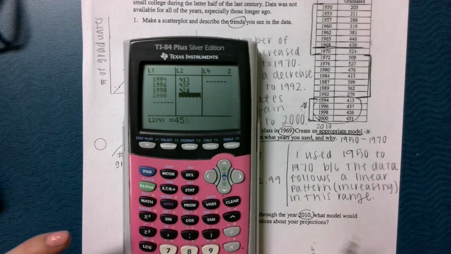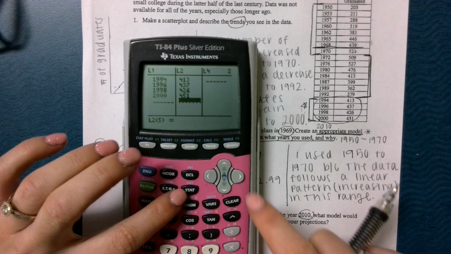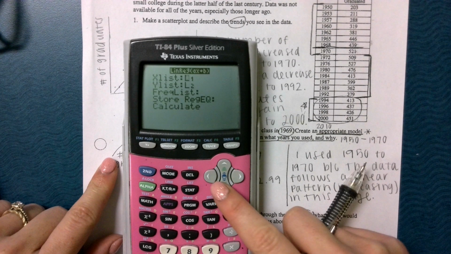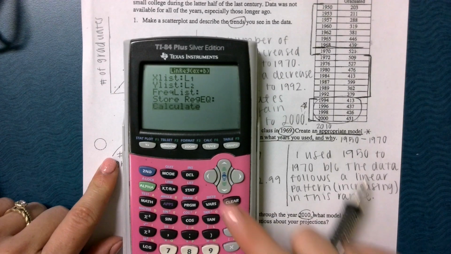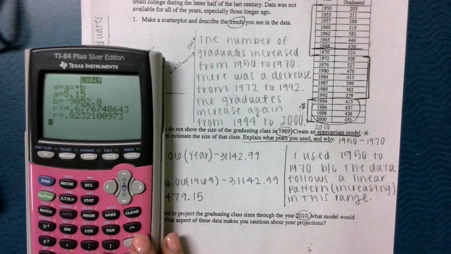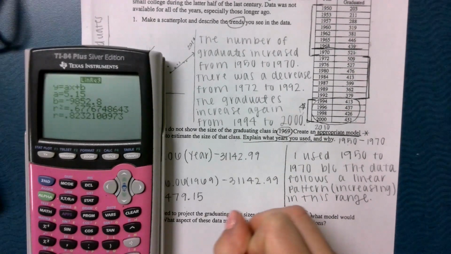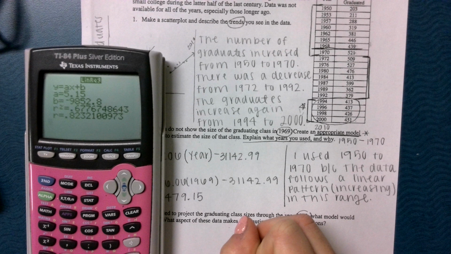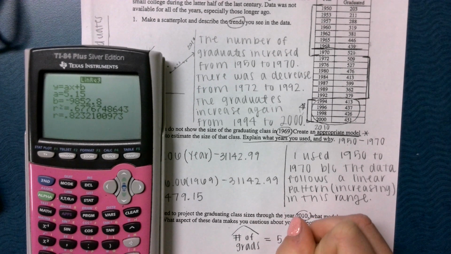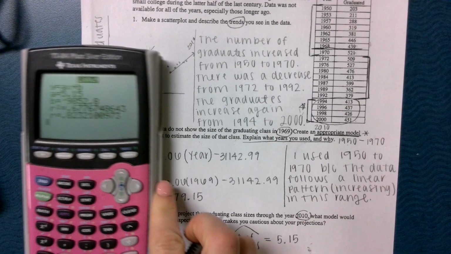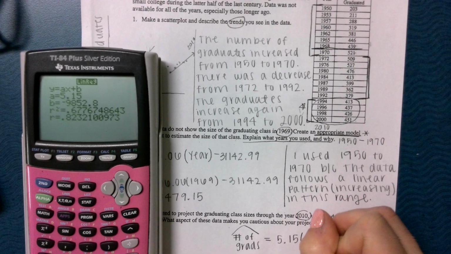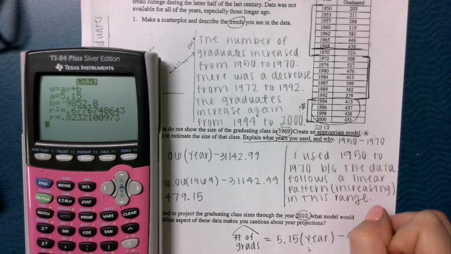We are creating a model, so stat calculate linear regression. Still pulling data from L1 and L2. I'm going to calculate, and it gives me my slope and y-intercept. So my new line, still predicting the number of grads. My slope is now 5.15, so a little bit lower, times the year, minus 9,852.8.